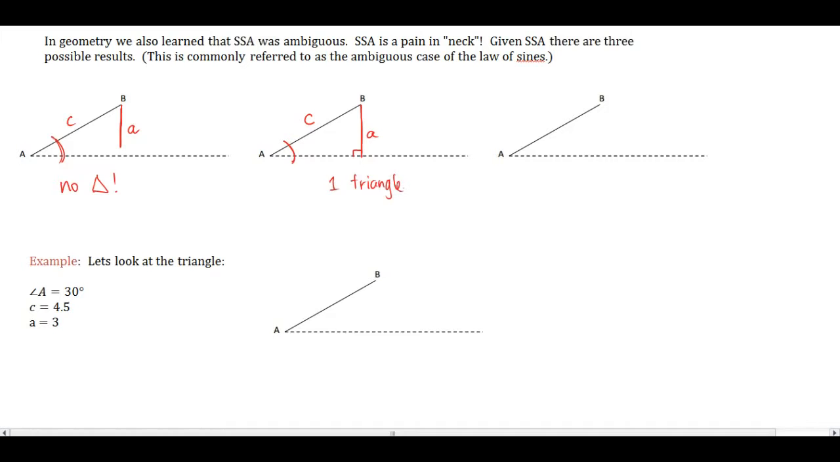Why did geometry not like this? How could you give me angle, side, side, and there be no triangles or one triangle? You're not committing. Tell me which one it is. Well, we don't know, right? You never know. Well, it gets even crazier.